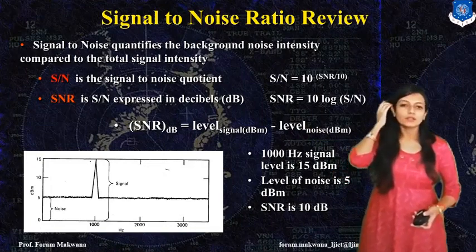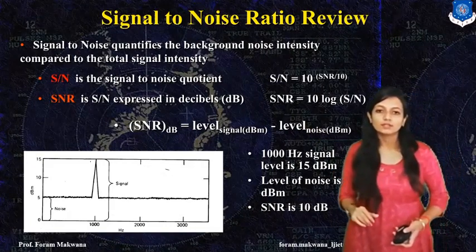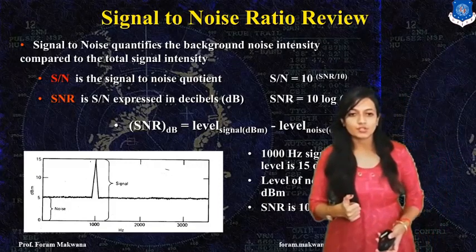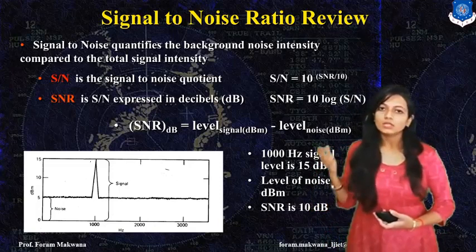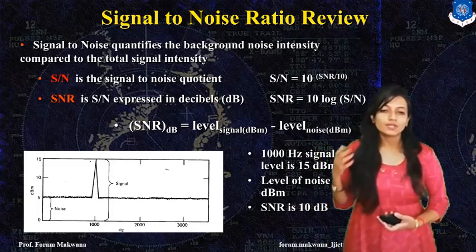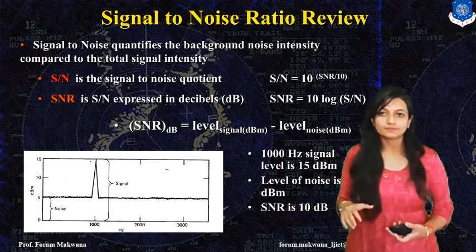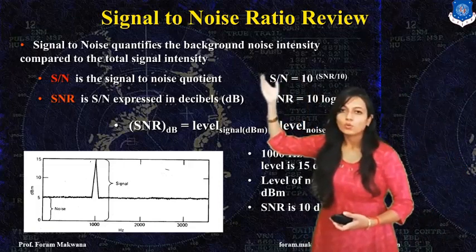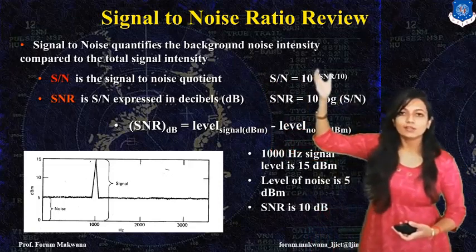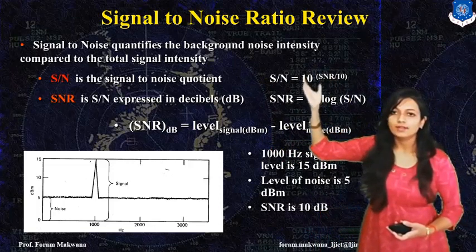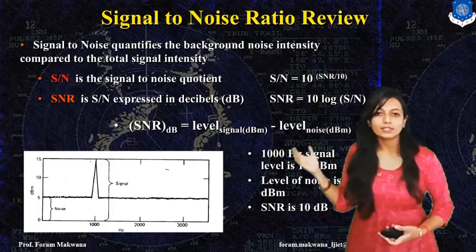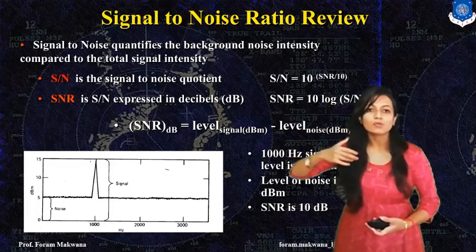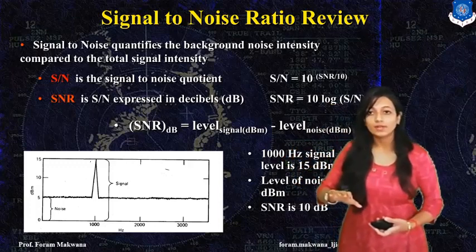Right? So, what is the signal to noise ratio? The signal to noise ratio is nothing but the ratio of signal power to the noise power. So, this signal to noise ratio quantifies the intensity of background noise, right? Compared to the intensity of the total signal, how much amount of signal is present, right?